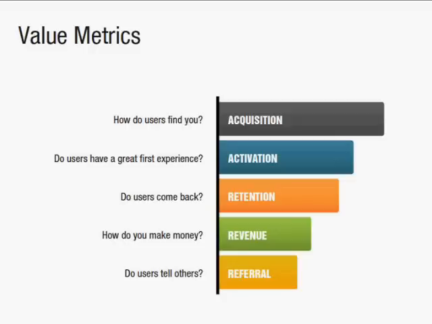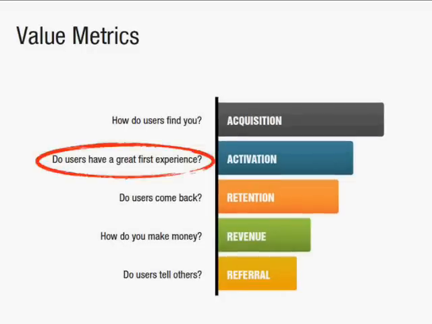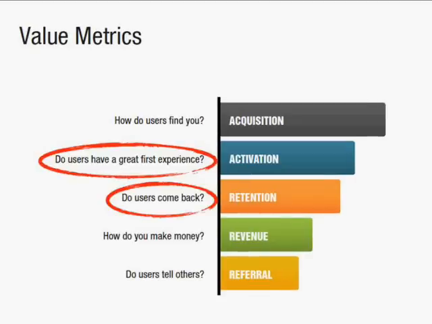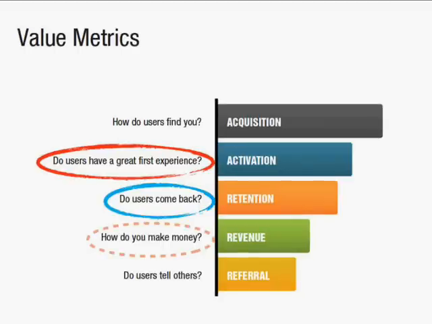The first is activation. This measures the first user experience that you deliver to your customers. If your product doesn't deliver a great first experience, your users will probably leave and never come back. The second metric that is key at this stage is retention. This is a measure of how often people use your product. It's a measure of repeated use, and is one of the strongest indicators that you have built something that people want.